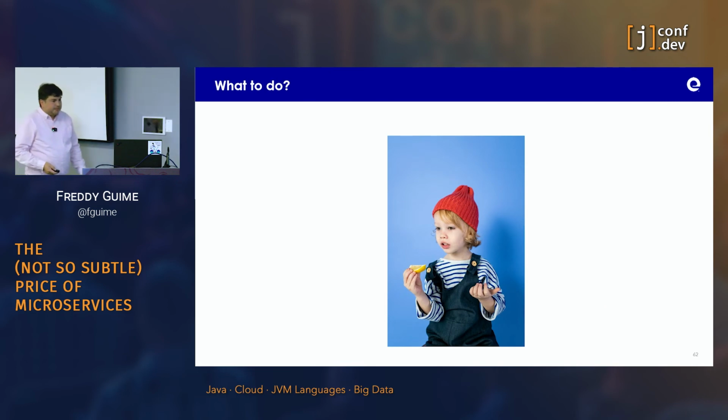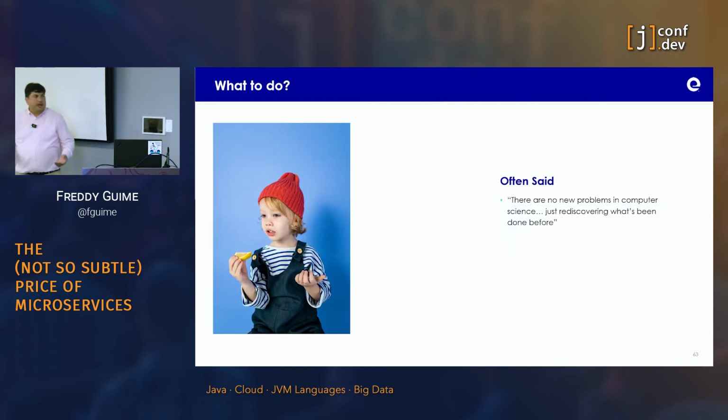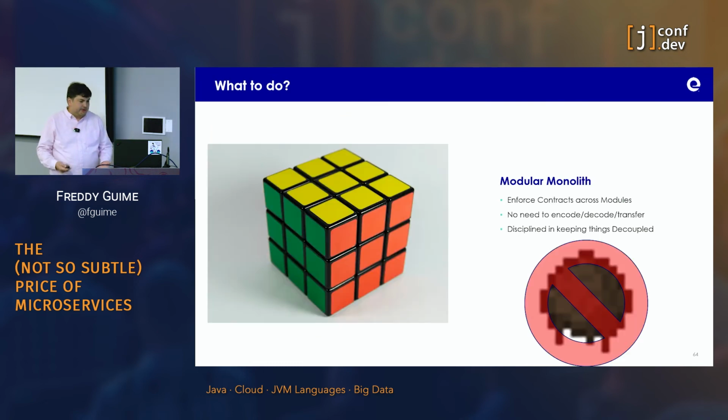So the idea is, what to do? Let's say you have a situation where you're deciding whether to microservice or not. Well, what is the solution then? If Freddy's telling me I shouldn't do microservice, what you want to do is, we tend to forget that computer science started way before, and microservices was not a thing.